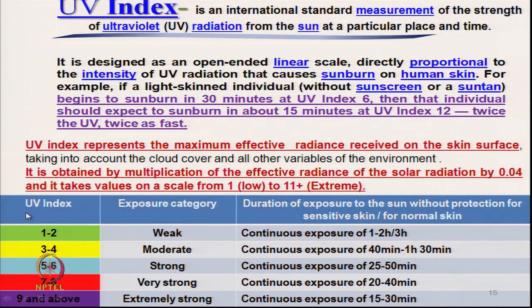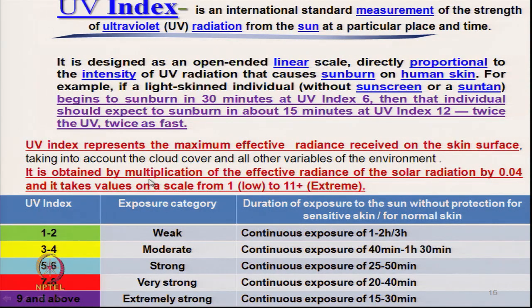So, that is the UV index value, it is typically 1 to 15 is the range. So, 1 to 15 is the normal range, and sometimes we consider 11 as the maximum range possible, but in the world there are a few places where we can have more than 11 also, which is an extreme condition. So, UV index represents the minimum effective redness received on the skin surface.